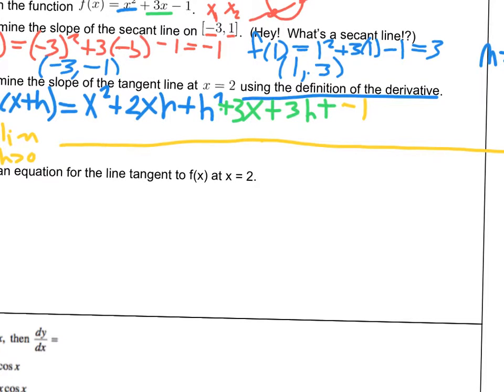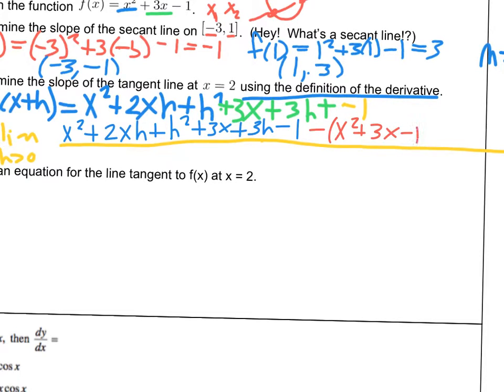And this is going to be x squared plus 2xh, and yes, I am literally just copying this line down, plus h squared plus 3x plus 3h minus 1. And then minus the original function. So the original function was x squared plus 3x minus 1. And all of this is going to be divided by h. Really, that's going to be x plus h minus x. It's a slope. But since we have that simplified to h, we often just leave that out.